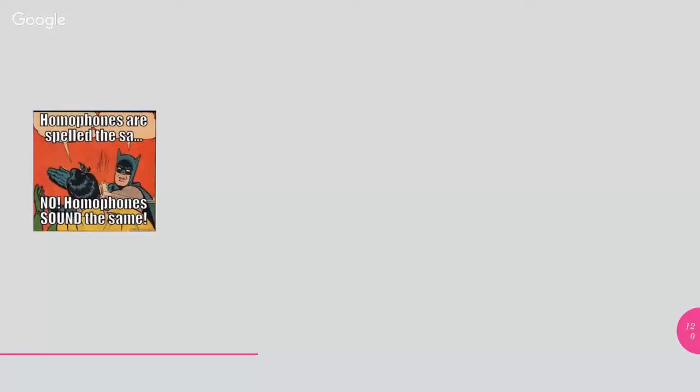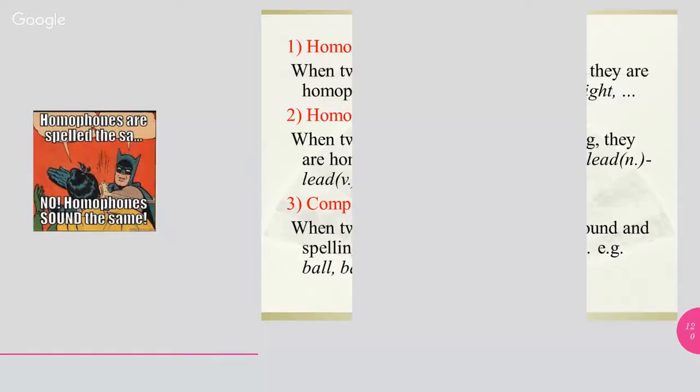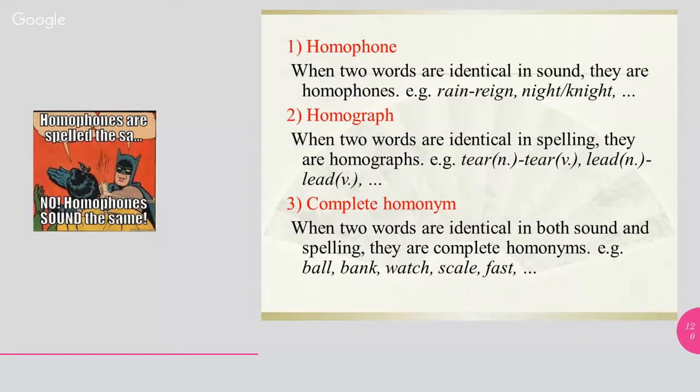Homophones spell the same? No, no, no. Homophones sound the same. When two words are identical in sound, they are homophones. Rain, reign; night, knight. Homographs: when two words are identical in spelling, they are homographs. Tear, tear; lead, lead.